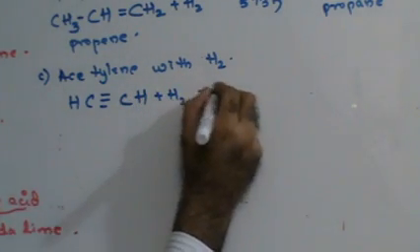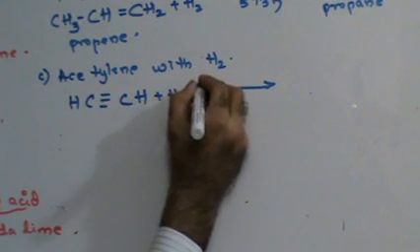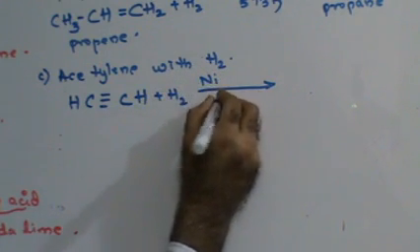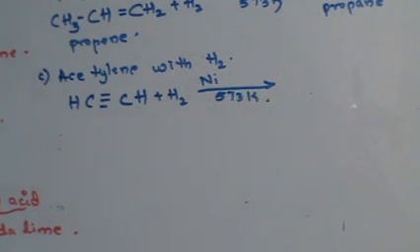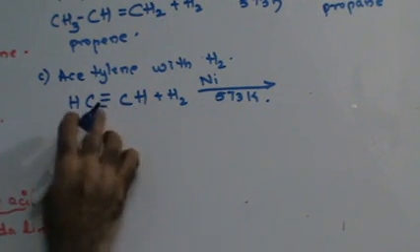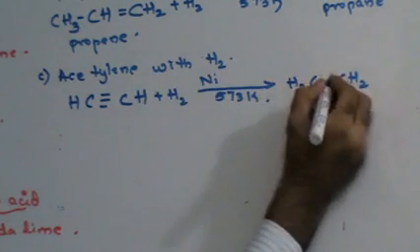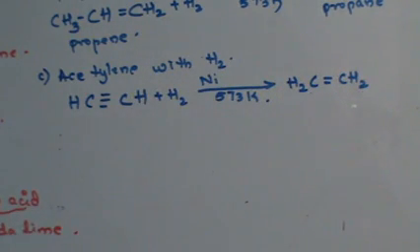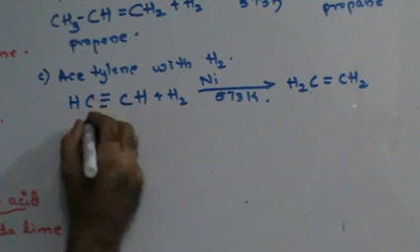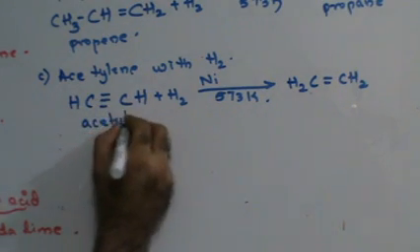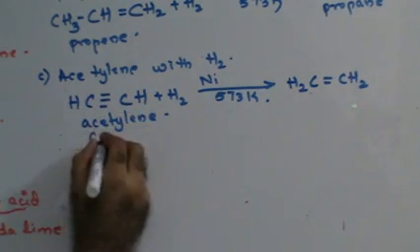Reacts with hydrogen gas, you will still have nickel as catalyst at 573 Kelvin. Right? You would have an addition reaction taking place. What is an addition reaction? 2 or more reactants combine to give you a single product. Out of the 2 hydrogen, 1 hydrogen will go here, 1 hydrogen will go here. So this will become H2C, CH2. Triple bond will get converted into double bond. Right? So this was acetylene. That's my common name. The IUPAC name is ethyne.